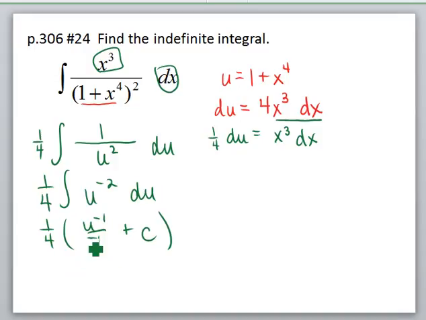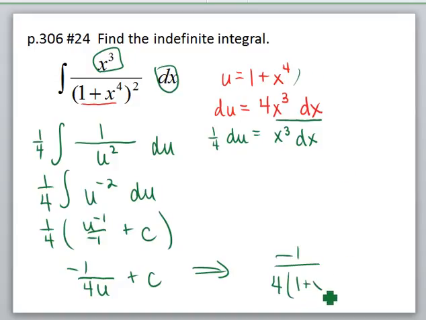So now I end up with 1/4 times negative 1, which would be negative 1/4. U to the negative first, well, that would put a u on the bottom, plus c. When you multiply 1/4 times a constant, it doesn't change the answer. The only thing else we need to do is replace our u. We've got to remember to replace our u because we were integrating with x's. So my u is equal to 1 plus x to the fourth, so I'll replace that, and then I'll write plus c.